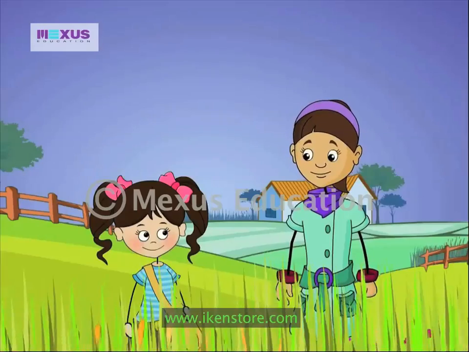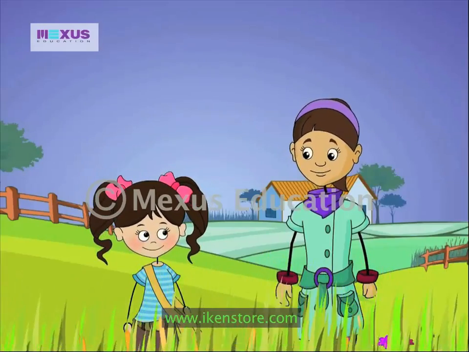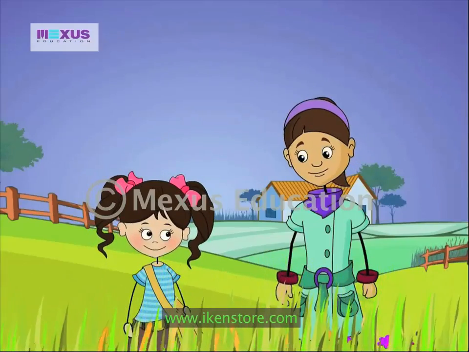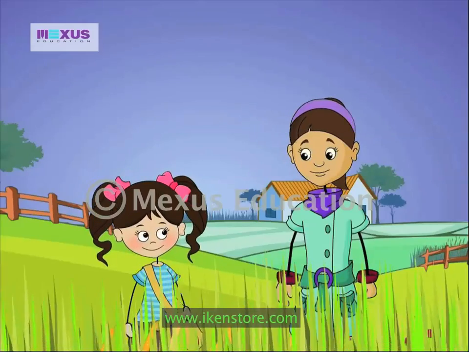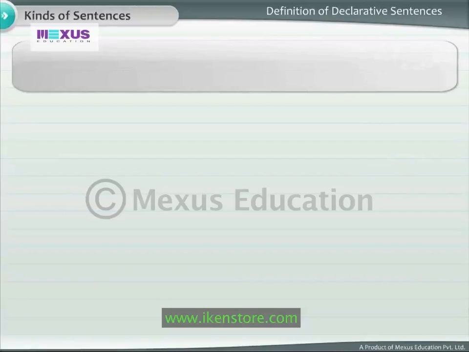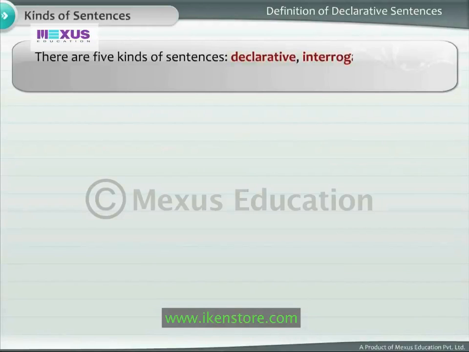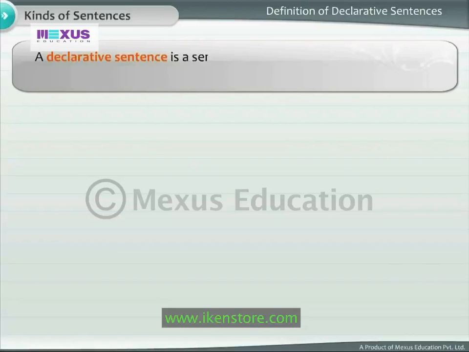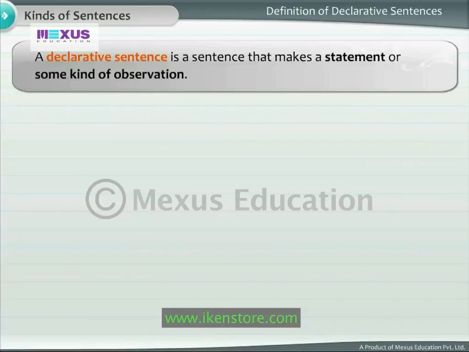Susie decides to tell Aisha all about kinds of sentences while they walk to the farmhouse. So let us learn about kinds of sentences. There are 5 kinds of sentences: declarative, interrogative, imperative, exclamatory, and optative. A declarative sentence is a sentence that makes a statement or some kind of observation.